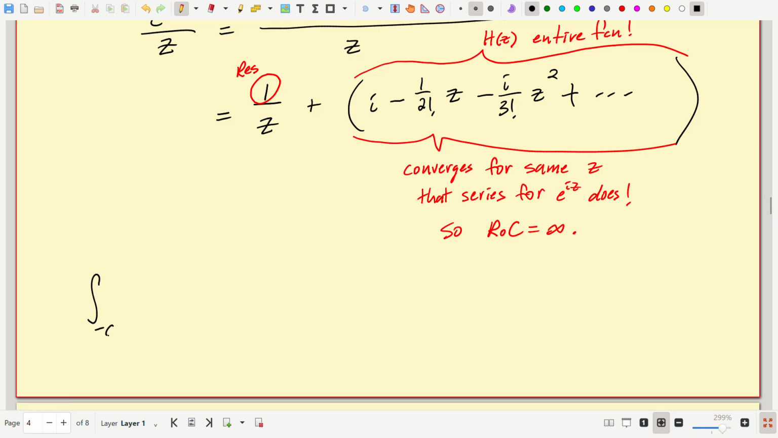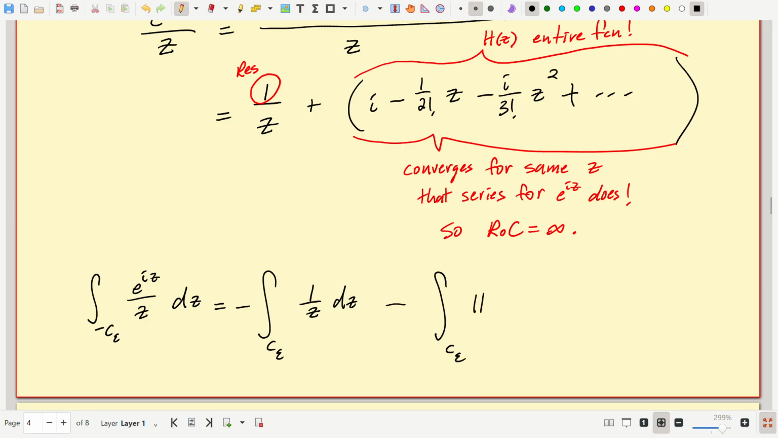And so the integral along minus c sub epsilon of e to the iz over z dz would be, excuse me, let's see, that would be minus the integral around c sub epsilon of 1 over z dz, and then I would have minus the integral along c sub epsilon of h of z dz. That one's going to go to 0.